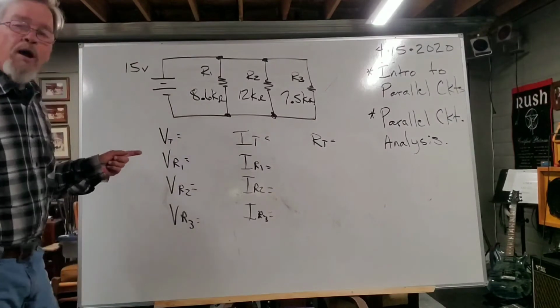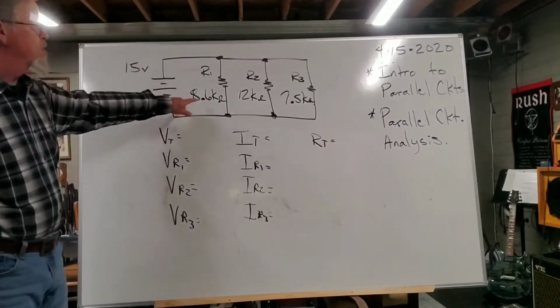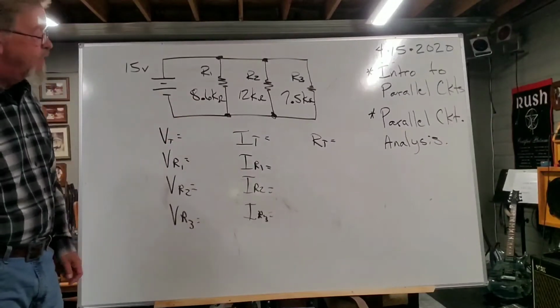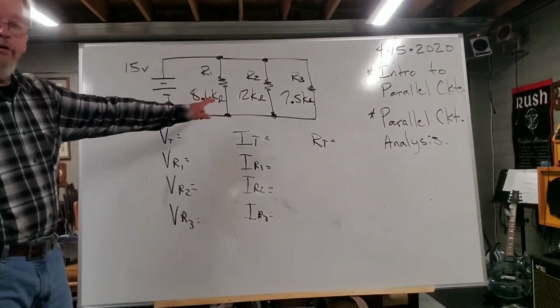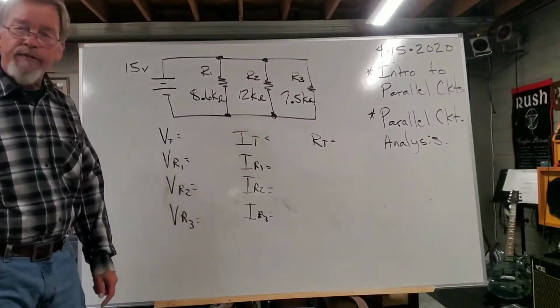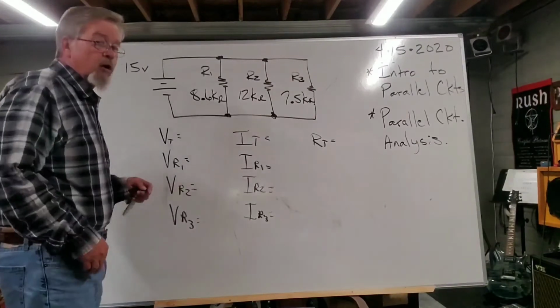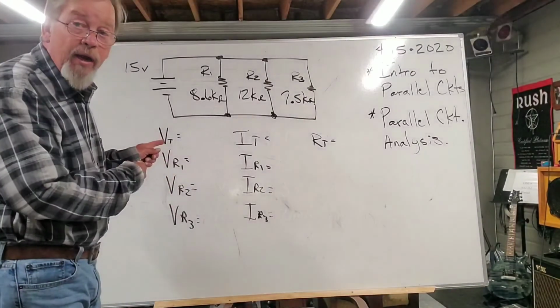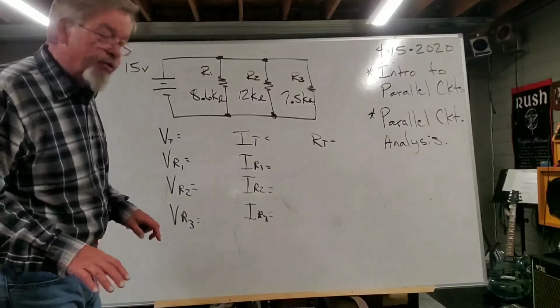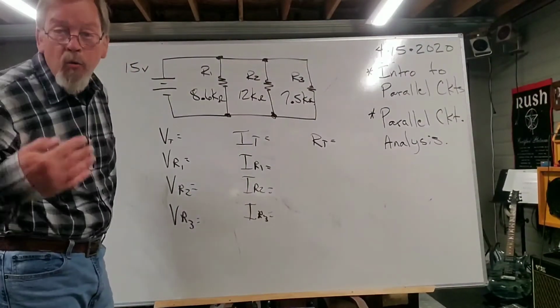The second problem has a 15 volt total voltage source. R1 is 8.6 kiloohms, R2 is 12 kiloohms, and R3 is 7.5 kiloohms. And look, I want y'all to draw these diagrams out and then put the answers below it. Okay, that'll let me know what you're working on.